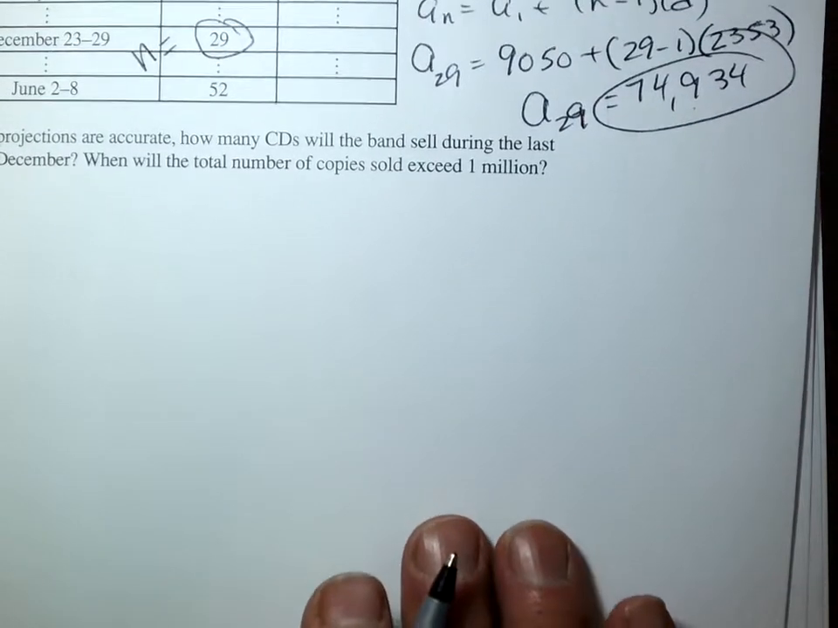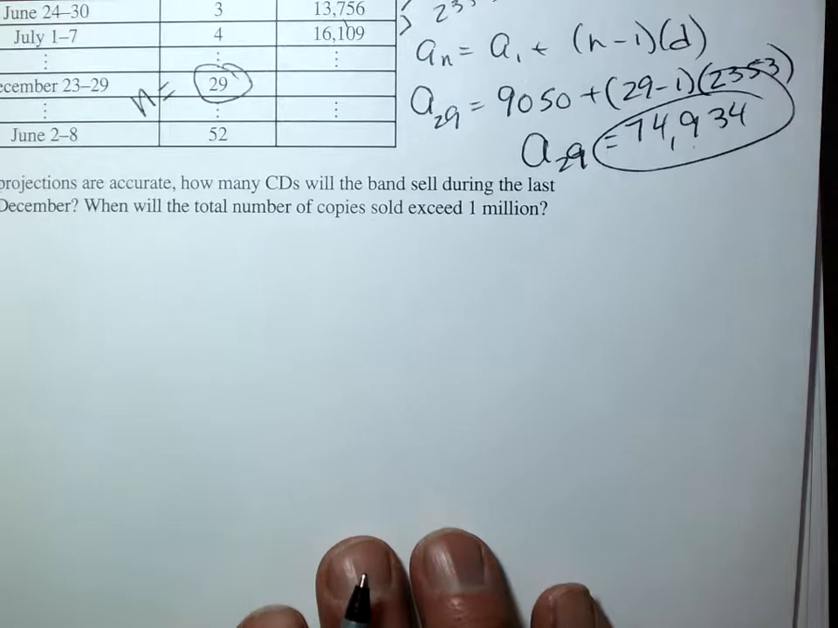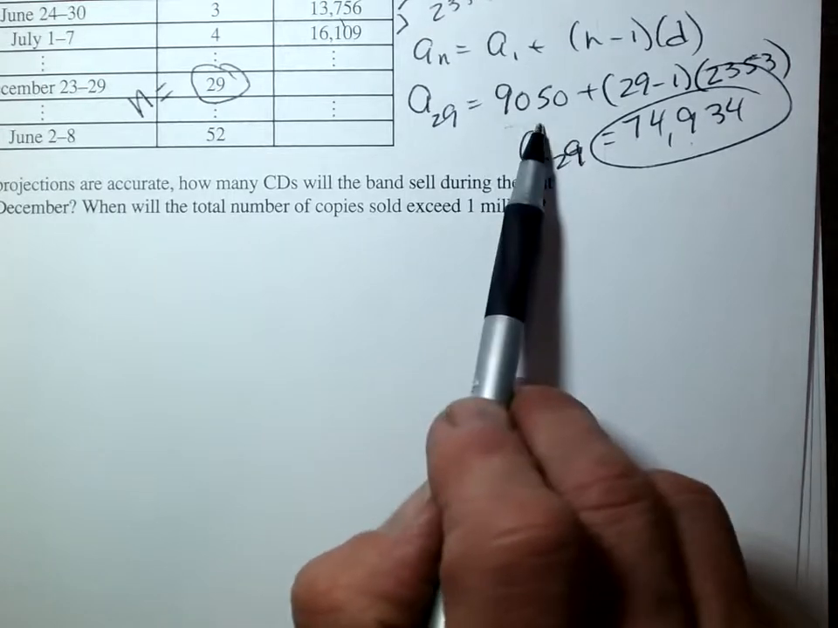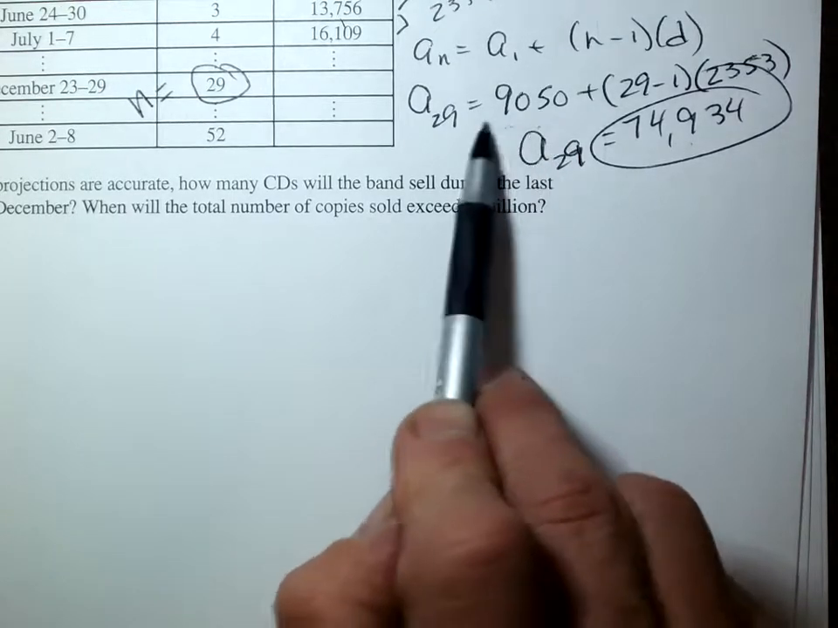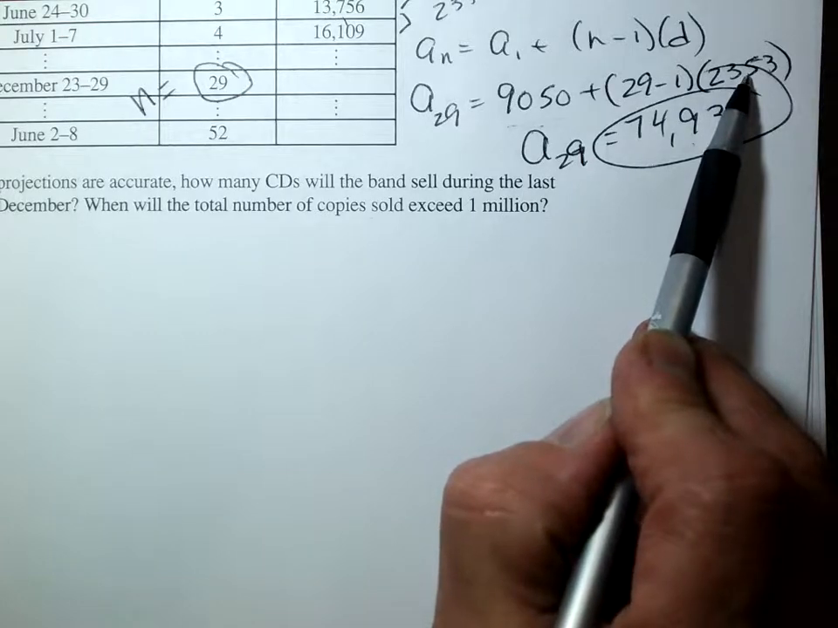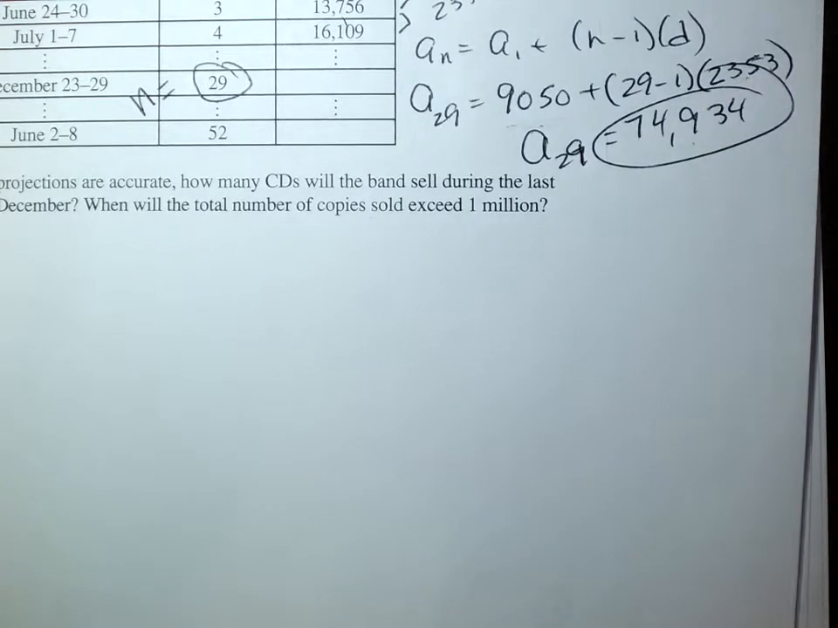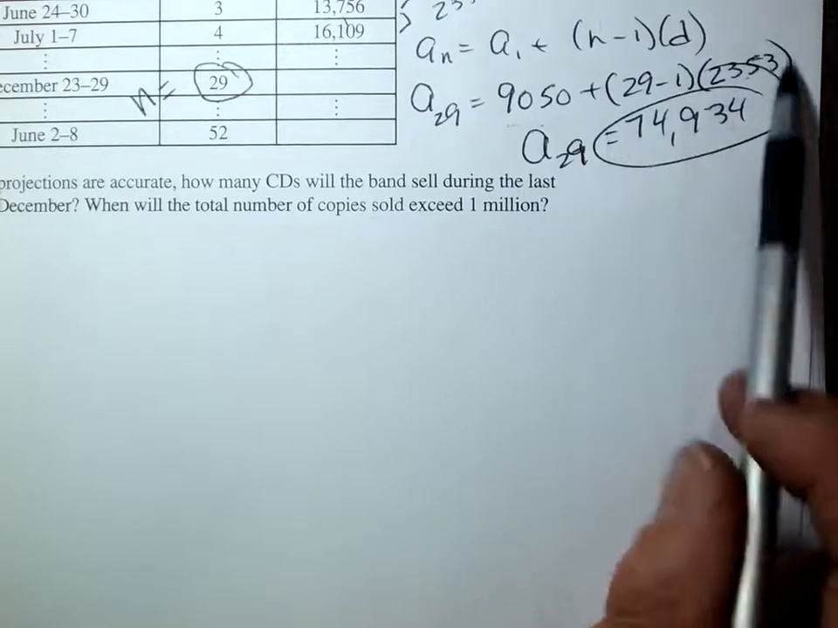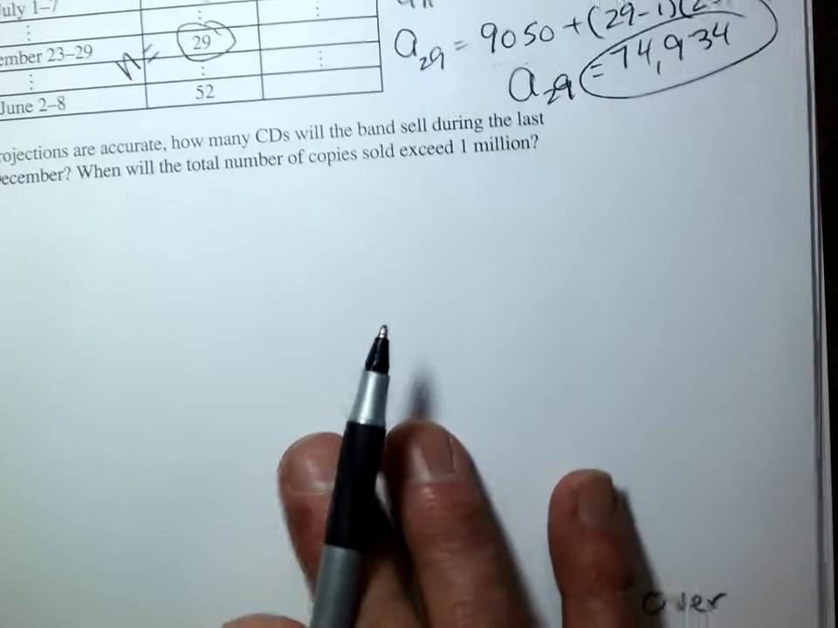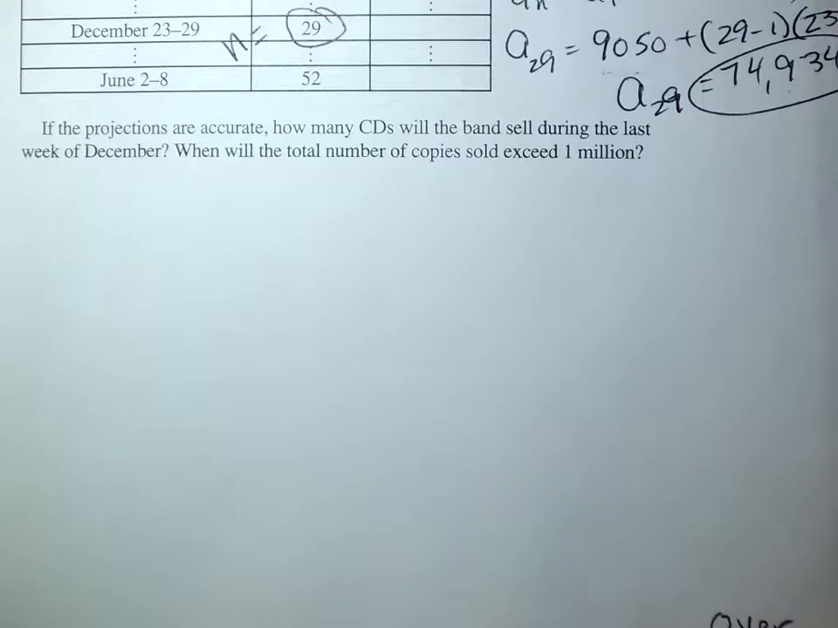Why do we minus 1 though? The reason you minus 1 is because you already have the first term here. So that's the first term, and then these make the other 28. Very good question. That's why you minus 1, because you have to take away the one that's right there. Nobody ever asked that question. Good job, Celeste.